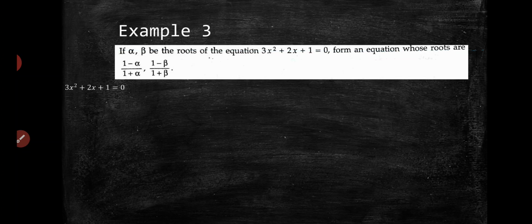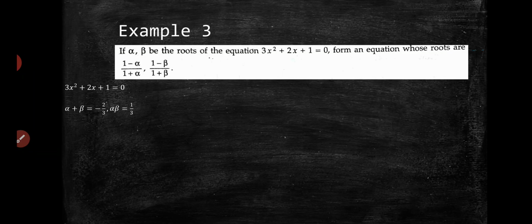So once again, you can always find the roots of the equation, that is find the value of alpha and beta directly. From there you can calculate what is 1 minus alpha by 1 plus alpha and 1 minus beta by 1 plus beta, and then you can put it in the equation. But it is easier to make use of the sum of the roots and product of the roots. So from the equation we can see that sum of the roots is minus 2 by 3 and product of the roots is 1 by 3.